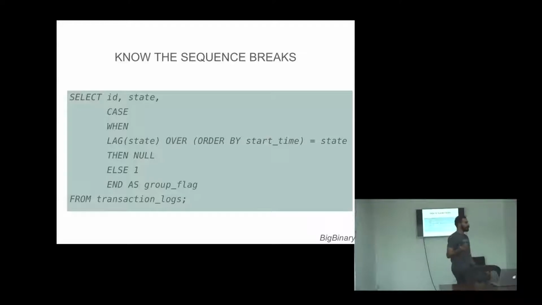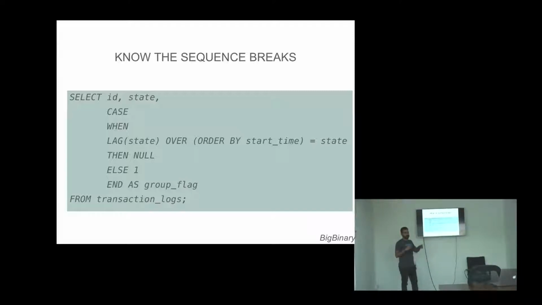First of all, we need to know whether the sequence has been broken, that is, whether the state has changed or not. So we will generate one virtual column, which we can name group flag. That column will tell us whether the sequence has been broken or not. Are you familiar with the lag over function in PostgreSQL? The lag over function, which we are using over the sequence of start time, checks the previous record.